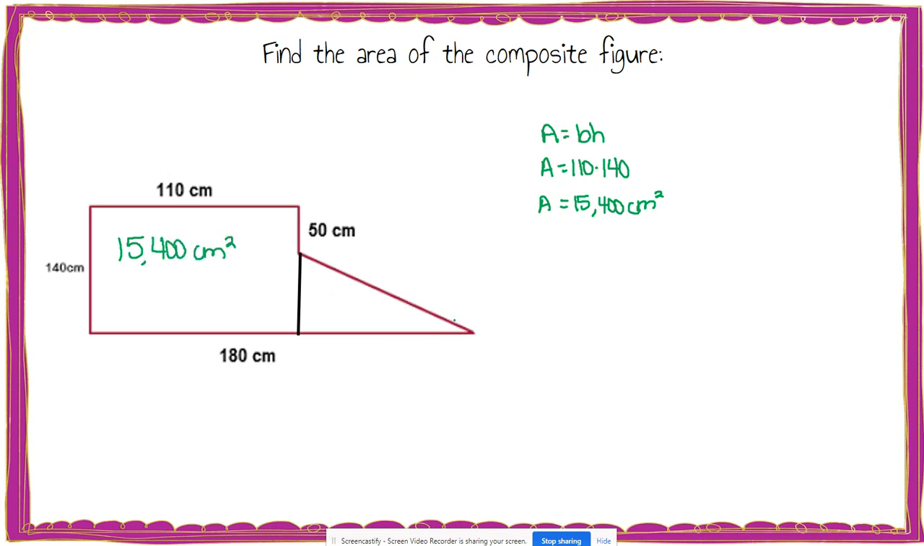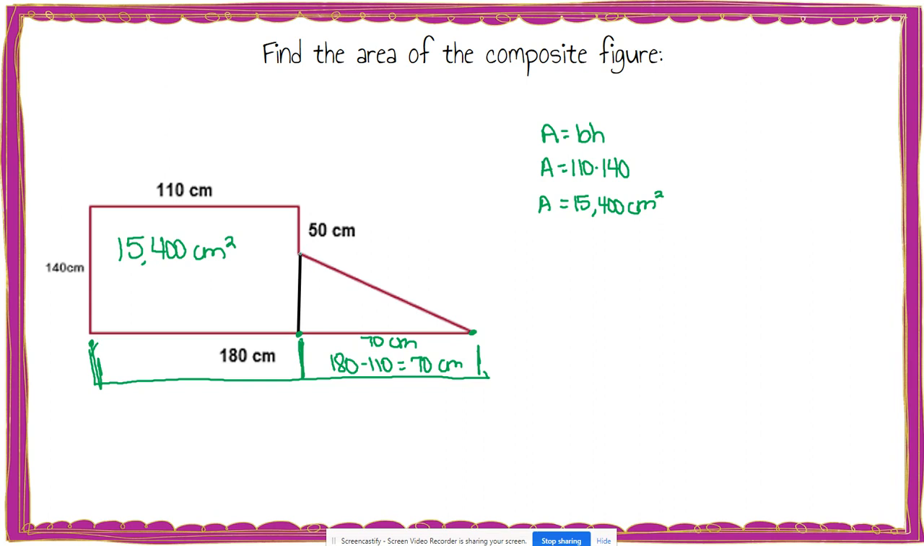Now I need to find the area of my triangle. The first thing I need to know for my triangle is the measure of my base. So I need to know the distance from here to here. I know that the total distance from one side of this figure to the other is 180. But I also know, because of this, that the distance from here to here is 110. So to figure out what I have left, I'm going to do 180 minus 110, which gives me 70. So that means that this triangle has a base of 70 centimeters.